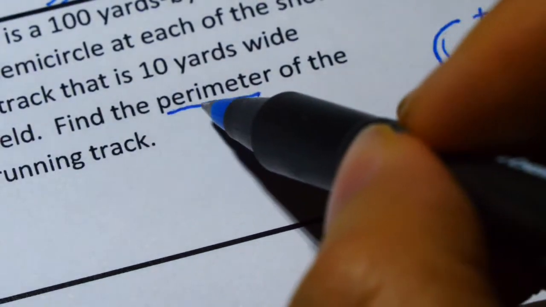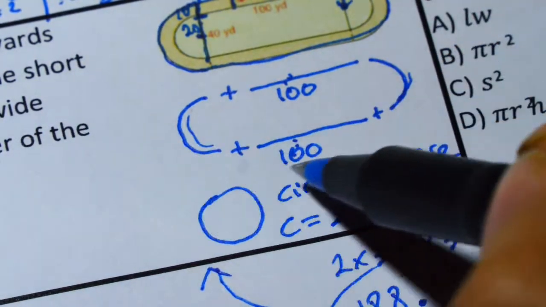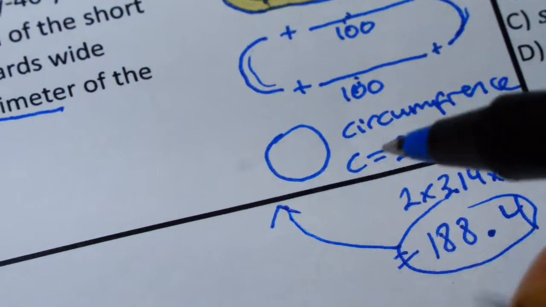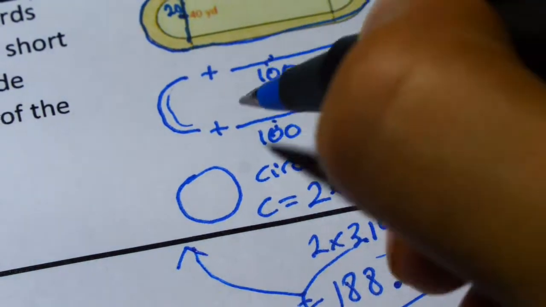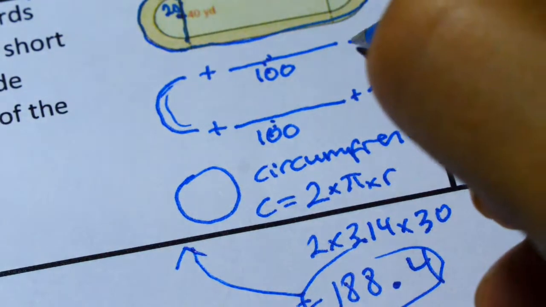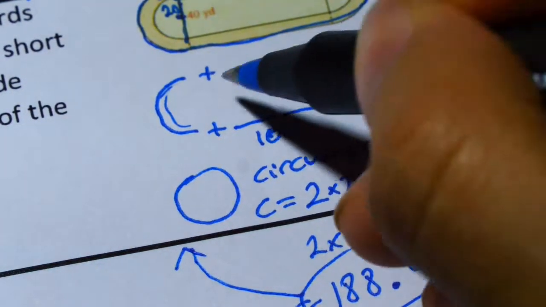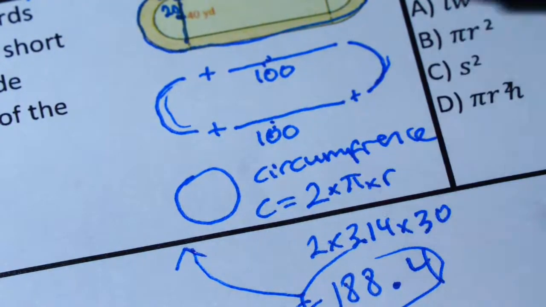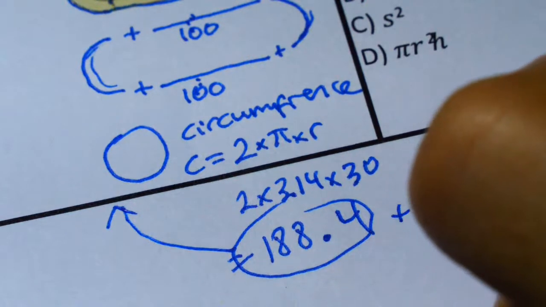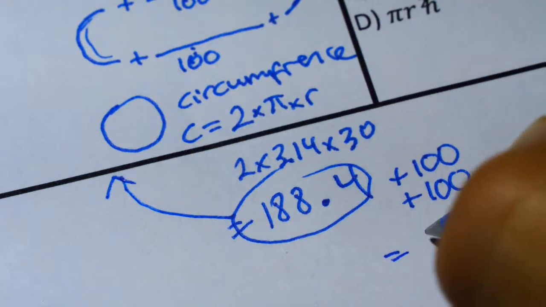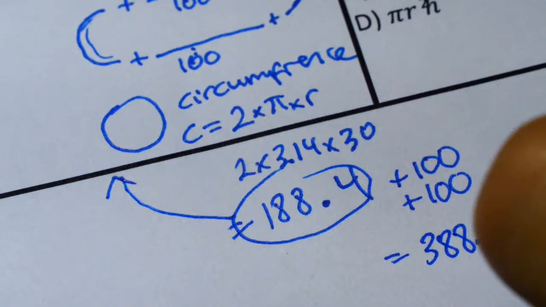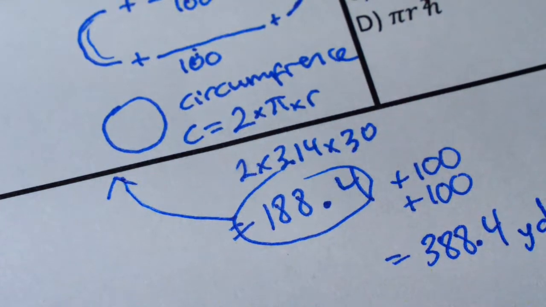We need to find the perimeter, all these sides added together. So 188.4 is this plus this, and now we need to add 100 and another 100. Okay, so plus 100 plus 100 equals 388.4 yards. This is our answer.